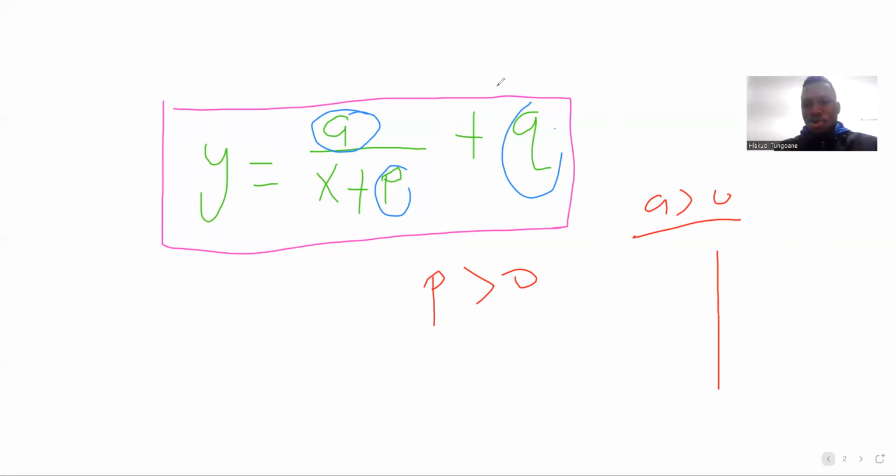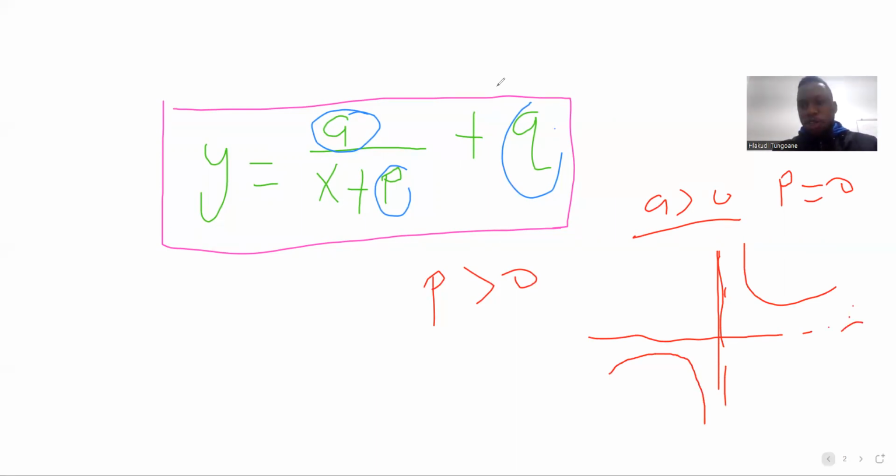let's do two scenarios. Let's say P is 0 here, right? P is 0 and A is positive. So let's assume, okay, so you have those lines of asymptote. So you're going to have your graph here and here, right? So this will be Q, remember? This will be Q. It's not y, it's not the x-axis, it's Q. And then this is P, which is going to be 0.